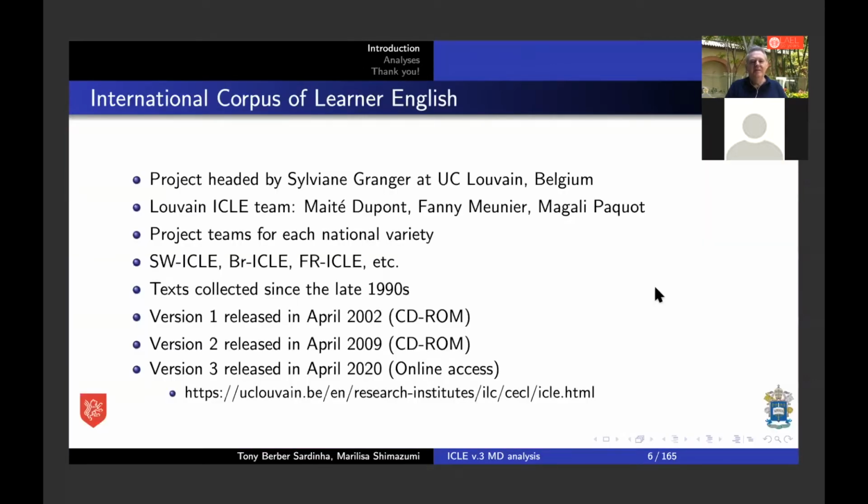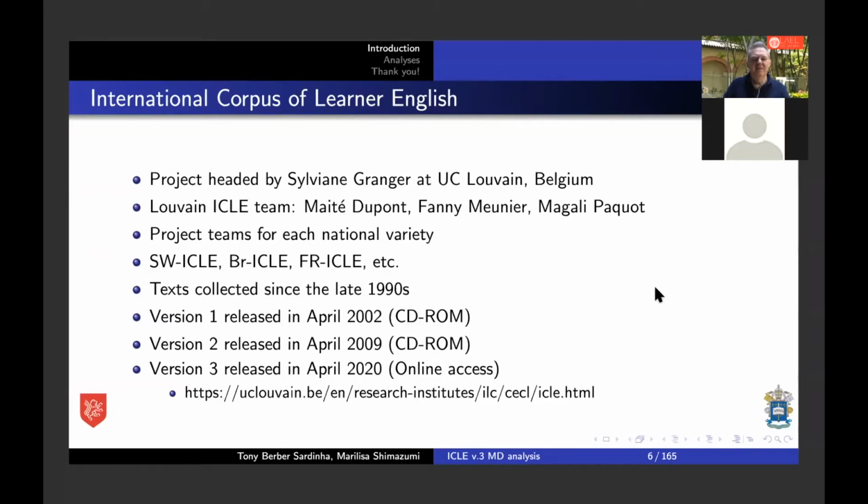So the International Corpus of Learner English is, as you know, a project headed by Sylviane Granger, Magali Paquot, Maite Dupont, Fanny Meunier, and it includes project teams from different L1 backgrounds, and they get these cool names. So they get subcorpora names, Swickle, all right, or Frickle or Brickle, all right. And so this corpus got started in the 90s.